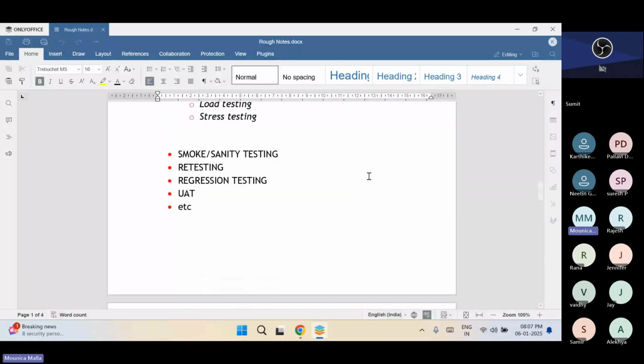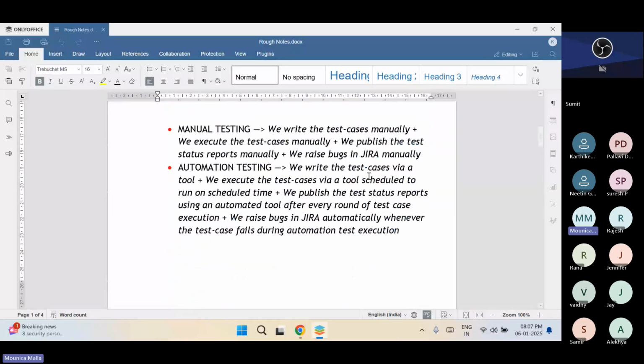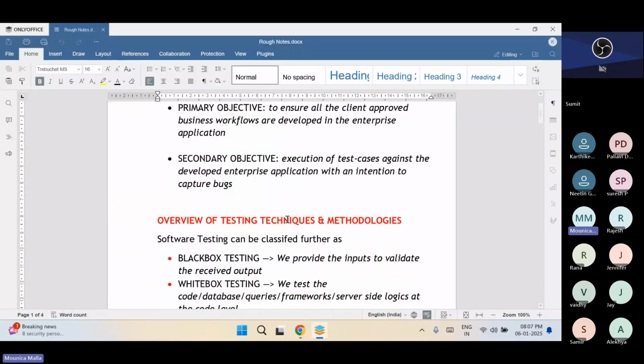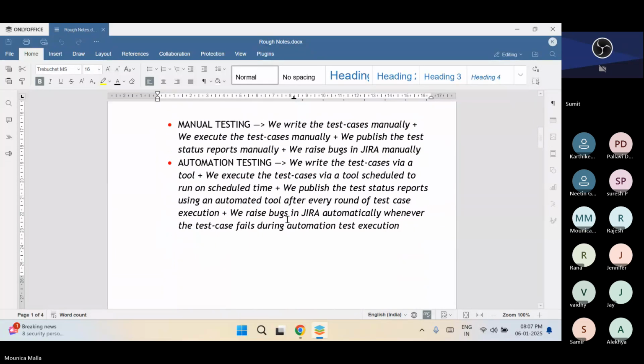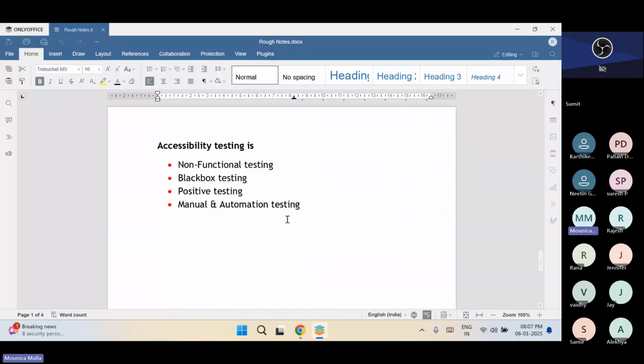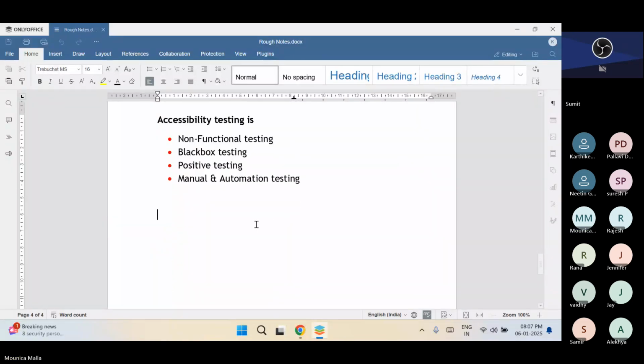So in the previous class, if I have to do a quick recap, we discussed the primary objective and secondary objective of normal software testing. We also had a look at the overview of testing techniques and different methodologies. And we concluded the last class saying that accessibility testing comes under non-functional testing. It is a black box testing. It is positive testing, and moreover, accessibility testing can be conducted manually as well as through automation. So that's how we concluded.